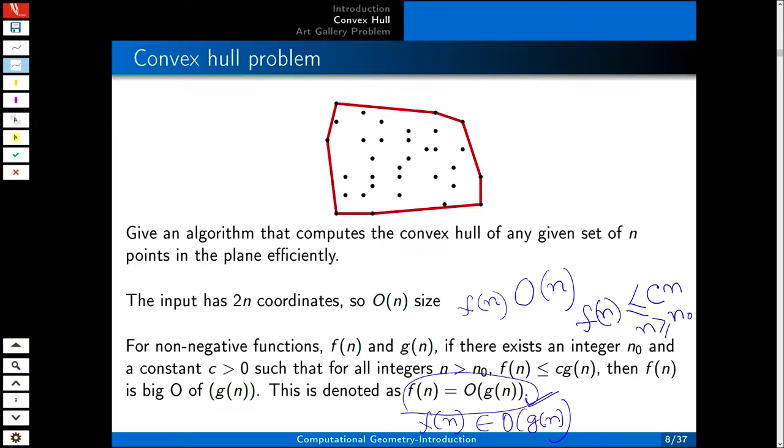If the definition is too notation heavy, naively speaking, you just chop off the constant part. Computer scientists do not care about constants. There is a naive way to think about this: 4n is order n, 5n is order n, 3400n is order n. Similarly for n square, n log n, we don't care about the constants.